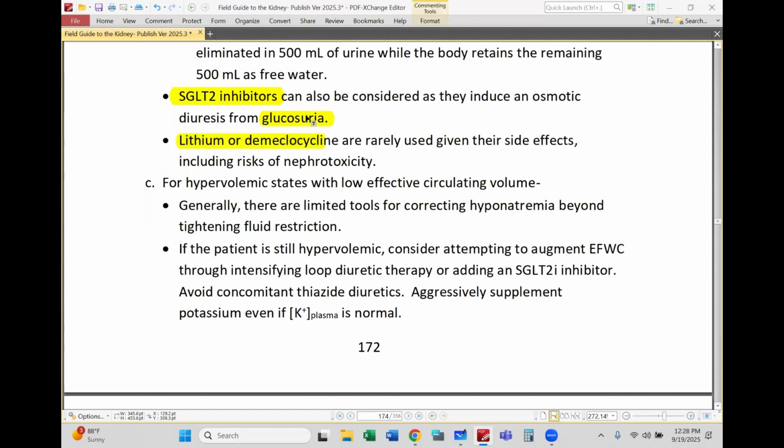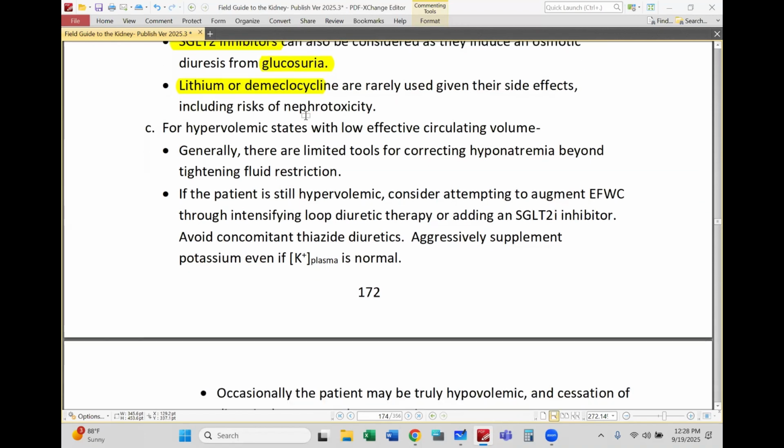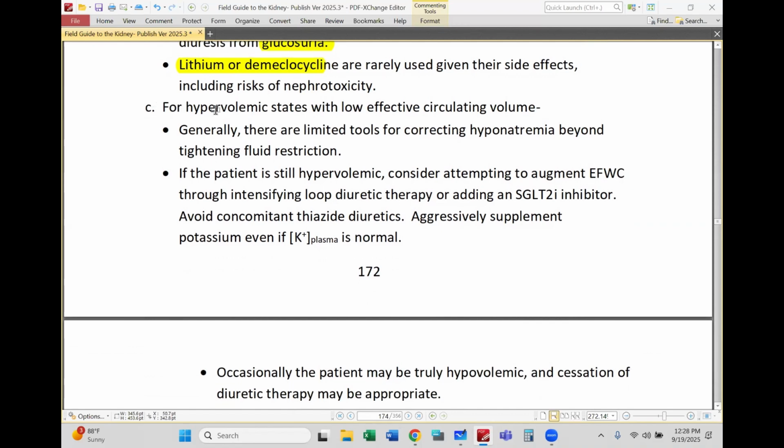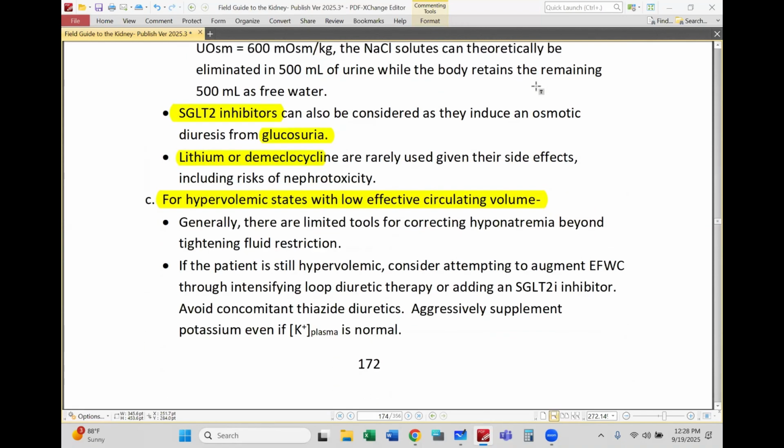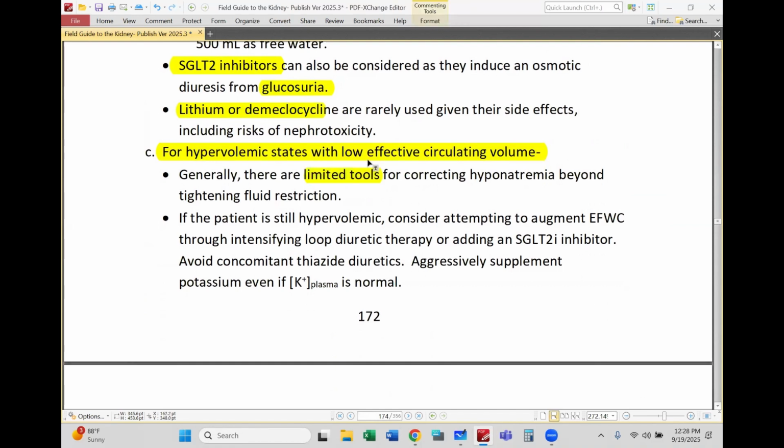The use of lithium and demeclocycline as a means to essentially cause DI is really a very aggressive intervention and is not often used at this point in time. So I would say that's a rare tool that we take out of the tool shed, okay? For hypervolemic states, where I have low effective circulating volume, right? The far too common heart failure, cirrhotics, generally your tools are fairly limited beyond simply tightening up the fluid restriction, okay?